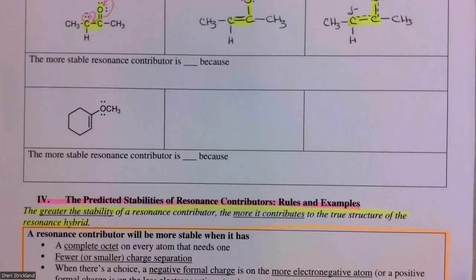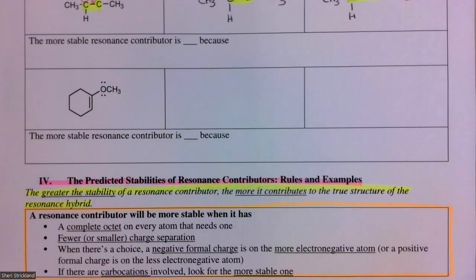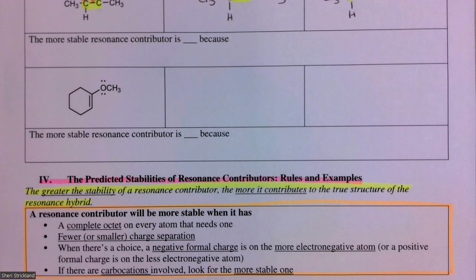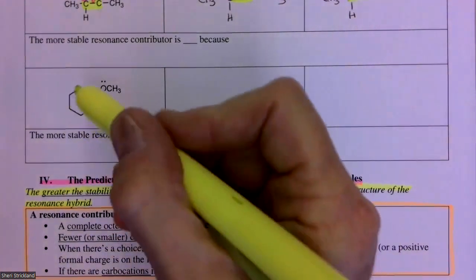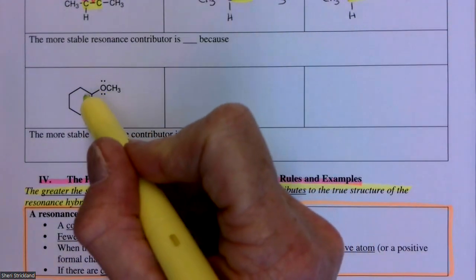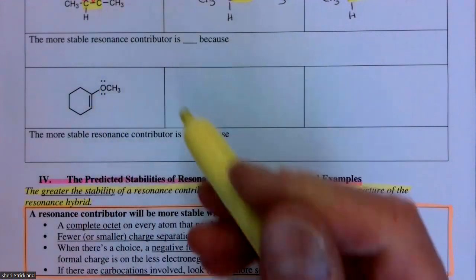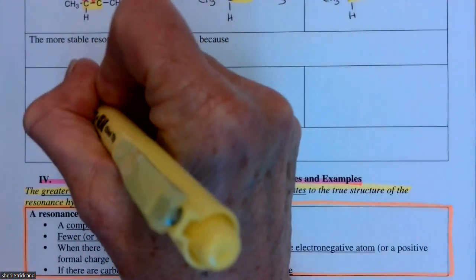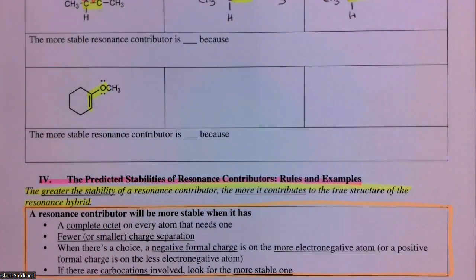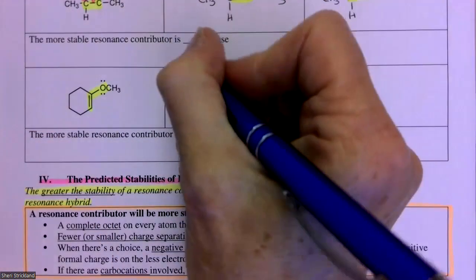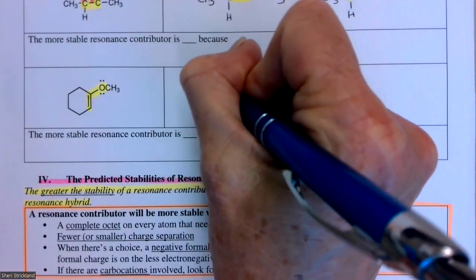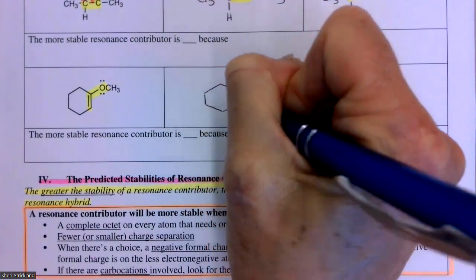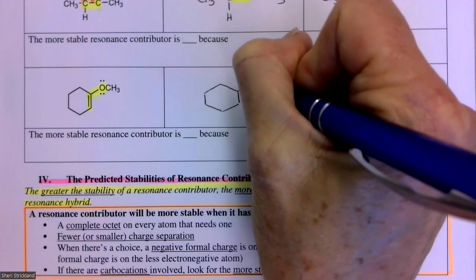But let's do the second resonance contributor and the resonance hybrid for this one before we go there. Again, we're looking for the delocalized system. I see a couple of sp2 atoms. Adjacent to one of them, there's an sp3, and it has non-bonding electrons on it. So that looks like a good candidate. So let's see. The second resonance contributor will involve all those atoms.